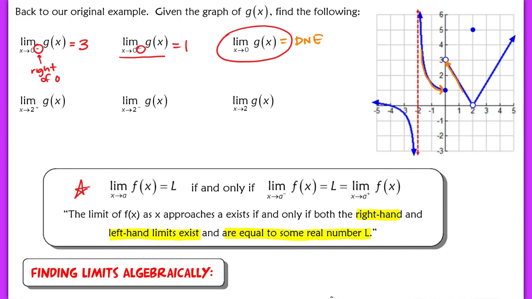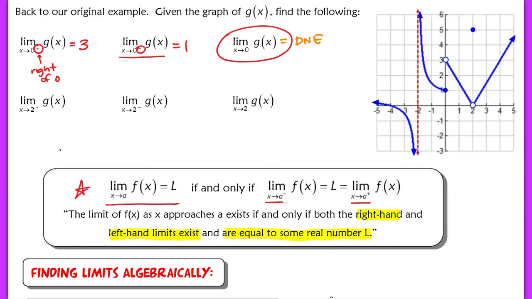So the notation that you can see here, the limit of your function as x approaches a exists if and only if the limit from the left and from the right is the same. So let's keep that in mind as we answer some additional examples here.